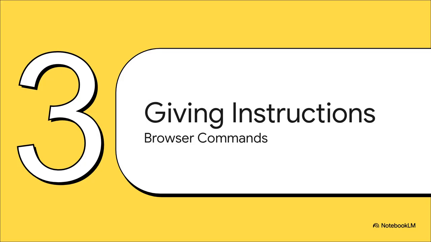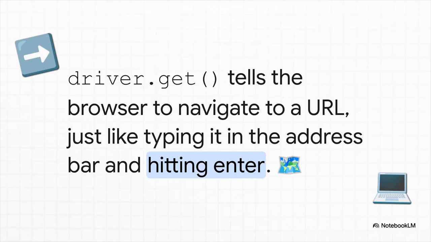Our engine is running, so it's time for section 3, giving instructions. This is where we pick up our driver remote control and start telling the browser exactly what we want it to do. Our first command is super straightforward. We just tell our driver to get a specific URL. This is literally the same as you typing an address into the search bar and hitting enter. And again, we use await to make sure the script waits for that page to completely load before it tries to do anything else.